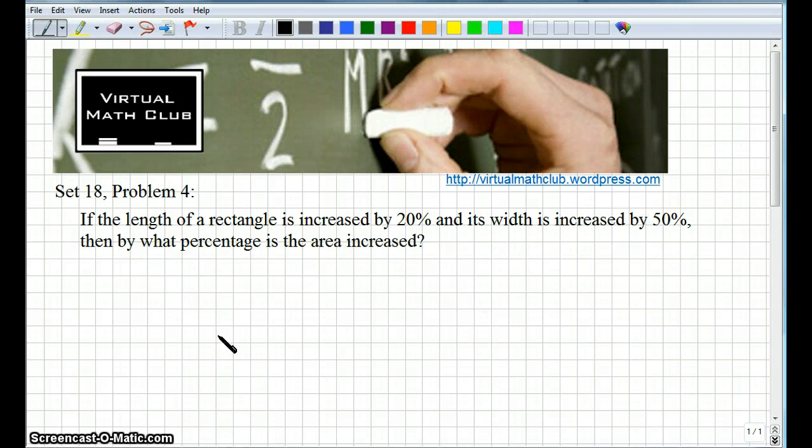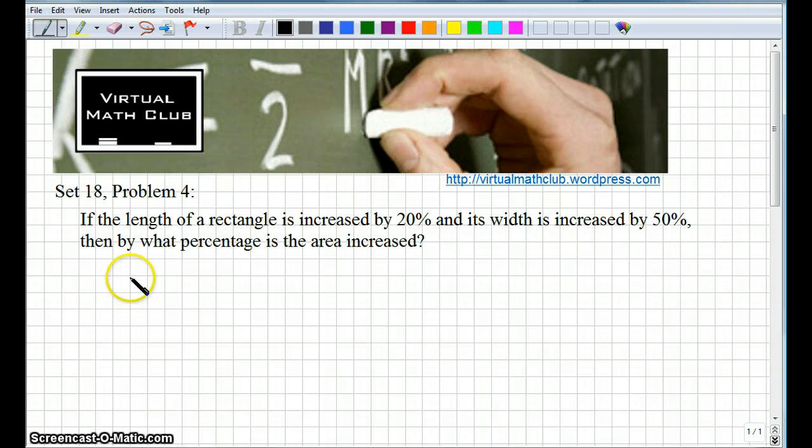Alright, in problem number 4 we have a rectangle, and we're told that the rectangle is increased by 20% in its length and by 50% in its width. And the question asks, by what percentage is the area increased? Alright, well, let's just start by drawing a picture.